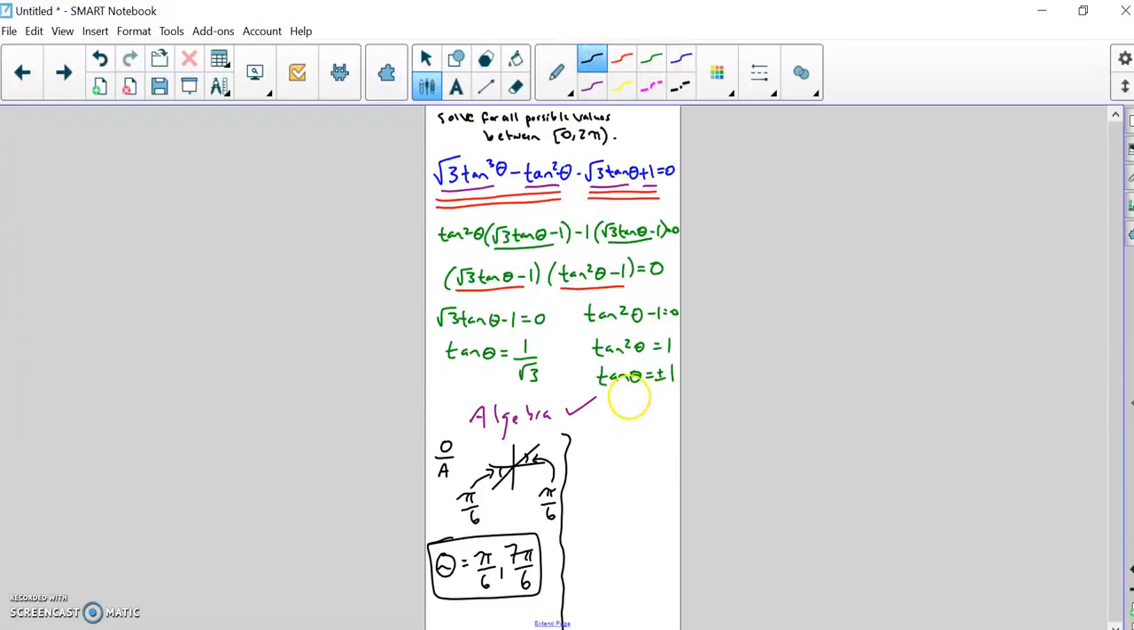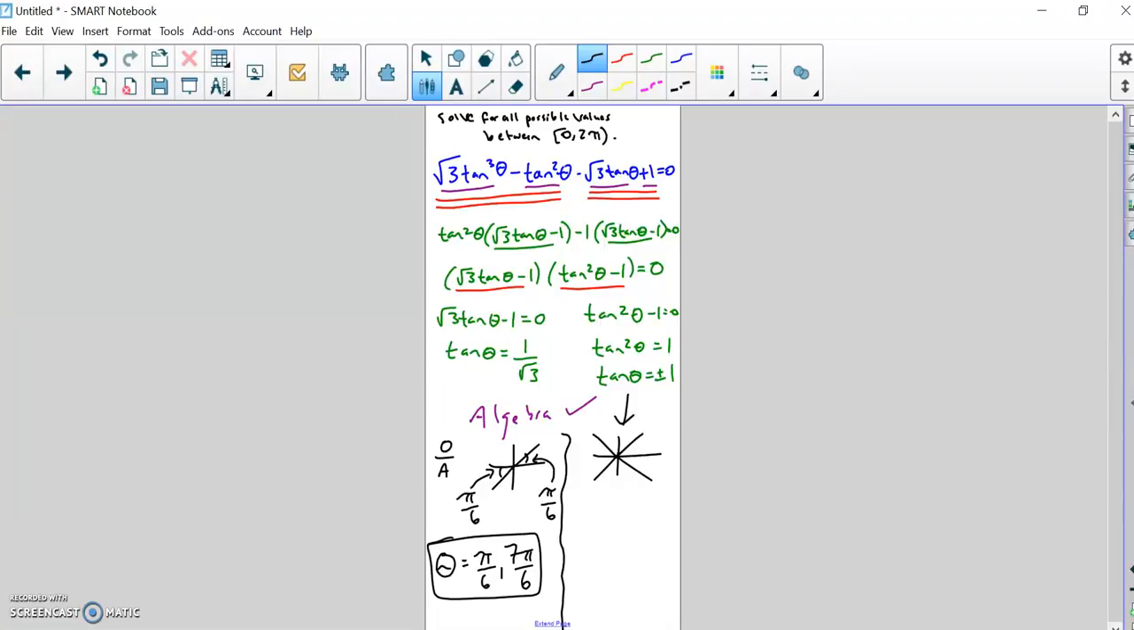Okay, now I'll come over here, and I'm going to work with my second factor now. So if I look at my second factor, it says tangent of theta equals plus or minus 1. Okay, well, if tangent is plus or minus, the 2 quadrants where it's positive are the first quadrant and the third quadrant, and the two quadrants where tangent is negative are the second quadrant and the fourth quadrant.